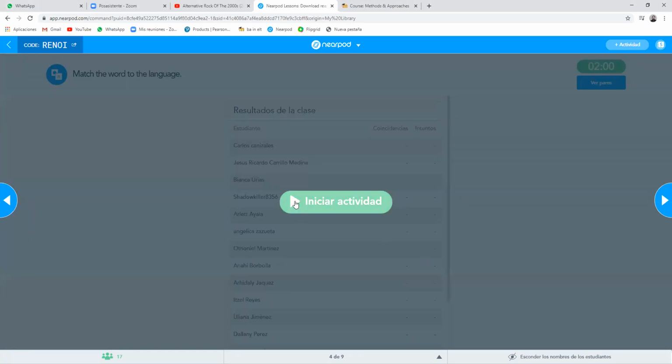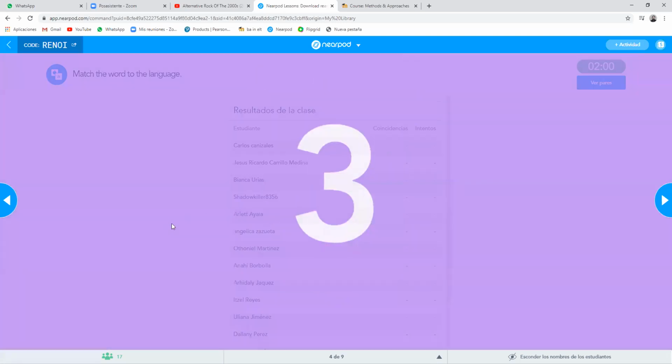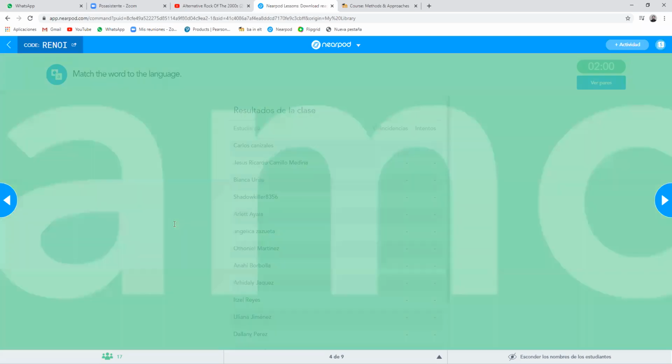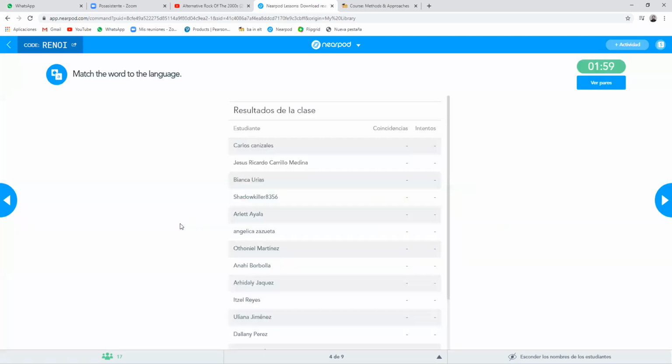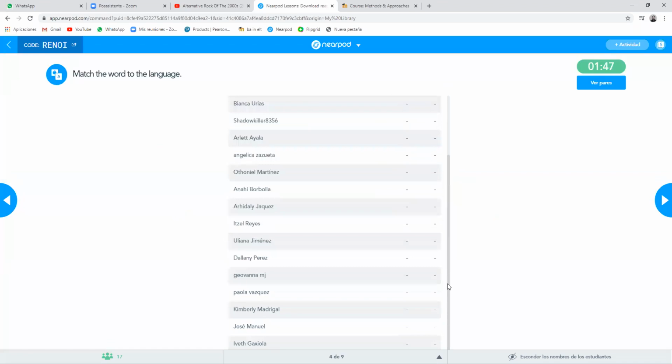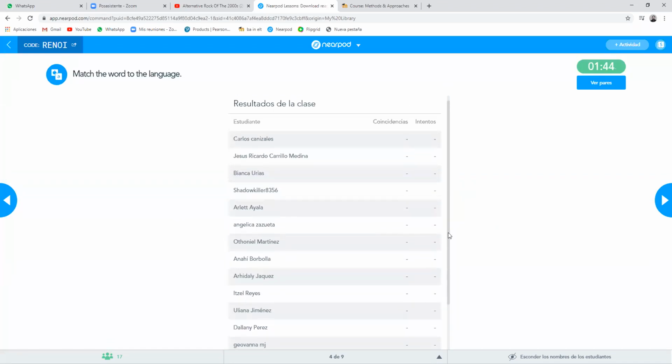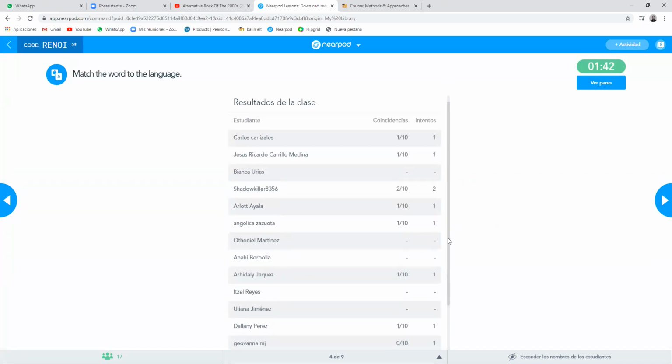to do the matching. You're gonna match a word with the language. Okay? 3, 2, 1. There you go. You got 2 minutes. Can you see it? A word with what? Oh, there you go.